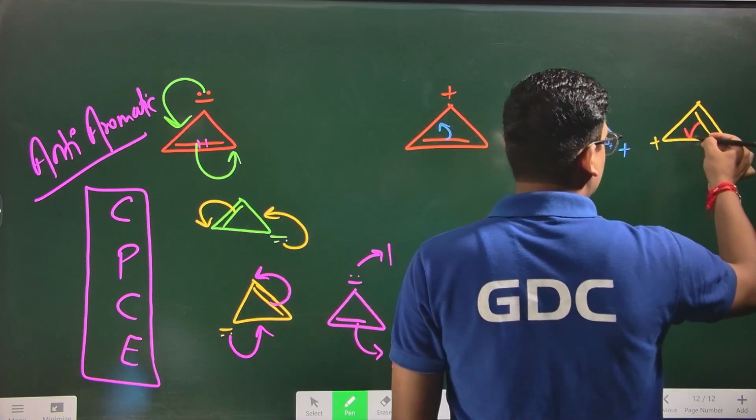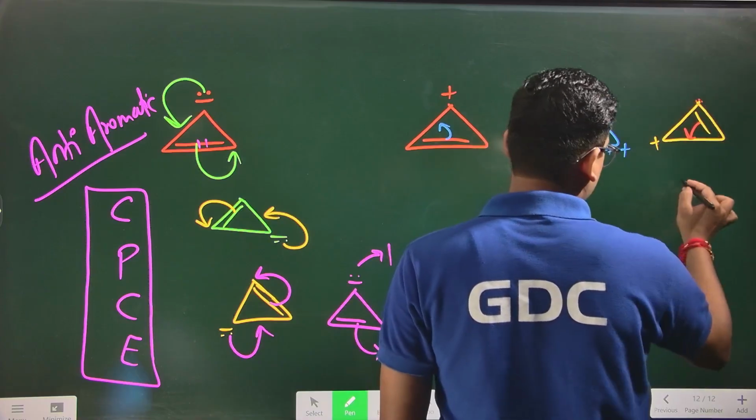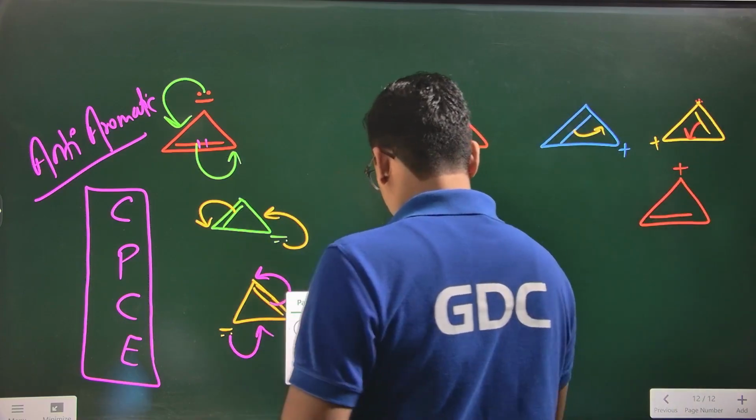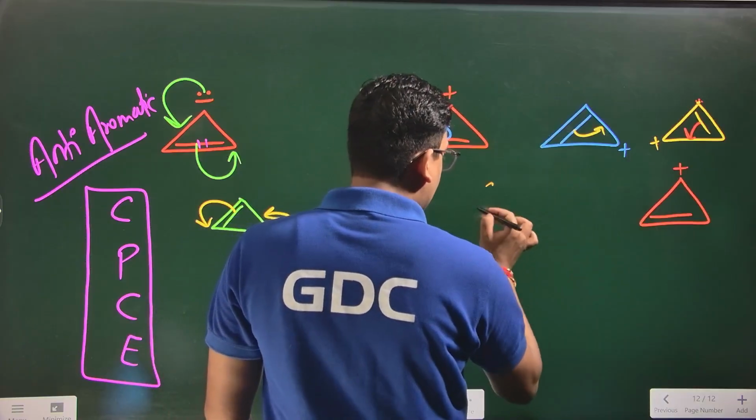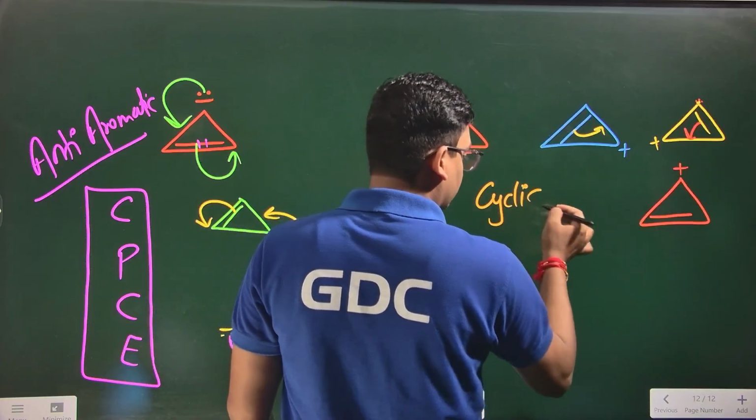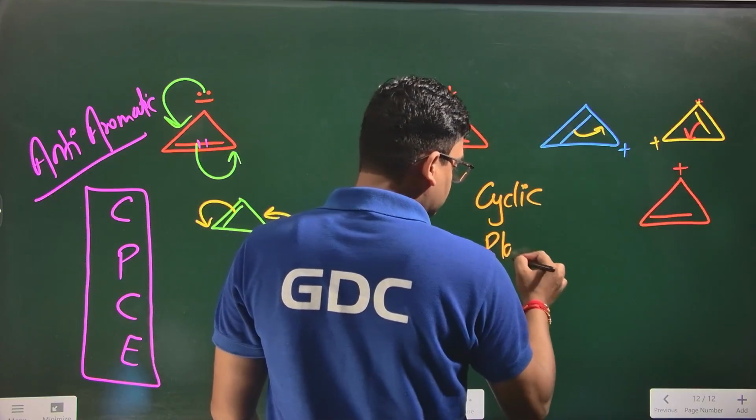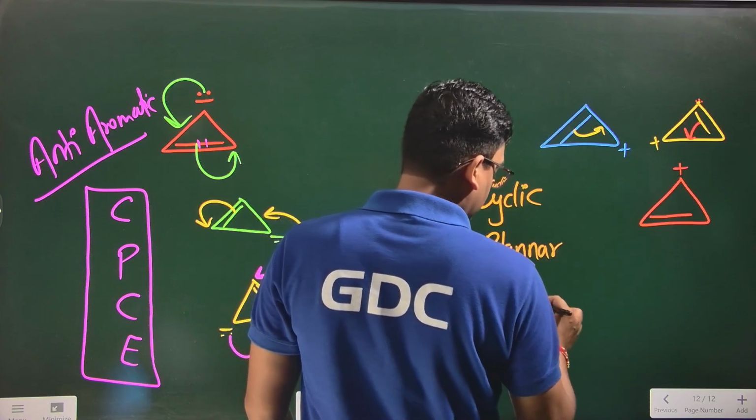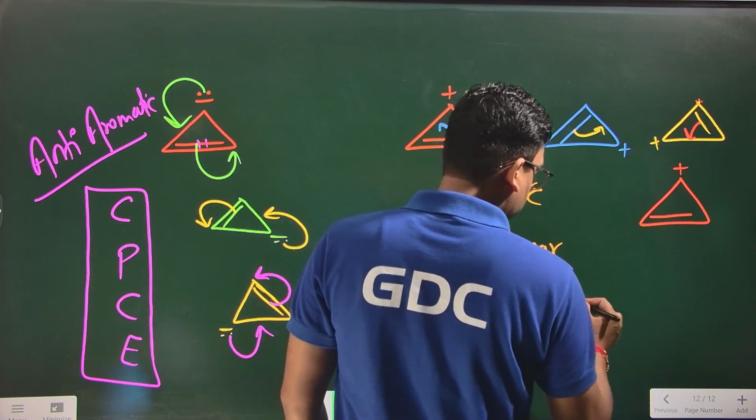This moves here and positive charge will be shifted to this position, resulting in positive here and a pi bond here. So yes, there is a complete conjugation of electrons. Yes, it's a cyclic structure. Cyclic. So see, it's a planar structure. The structure is planar. The complete conjugation is present here. Complete conjugation of electrons is present.